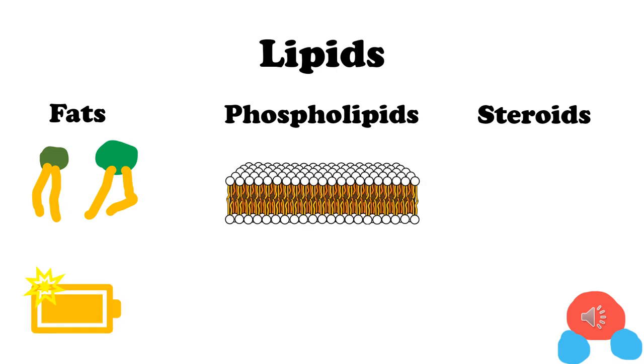Phospholipids are the main component of cell membranes in the human body. They form bilayers with hydrophobic tails on the inside and hydrophilic heads on the outside.